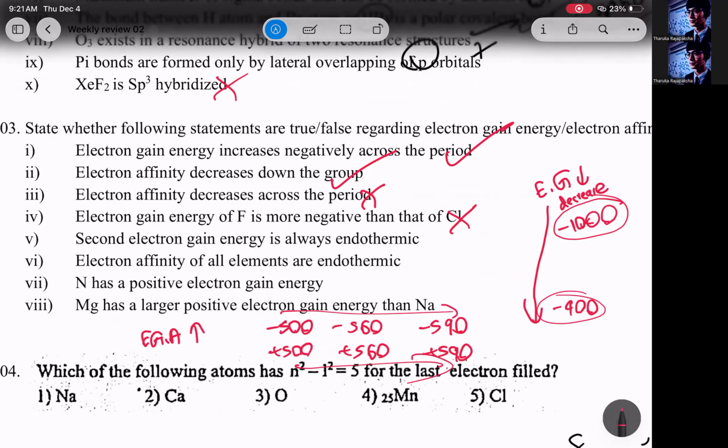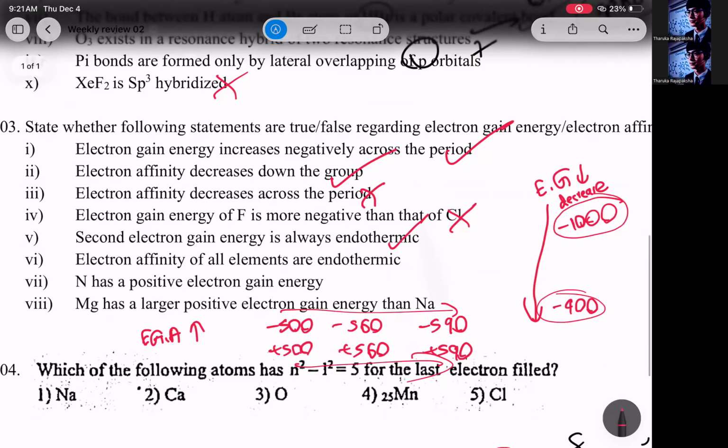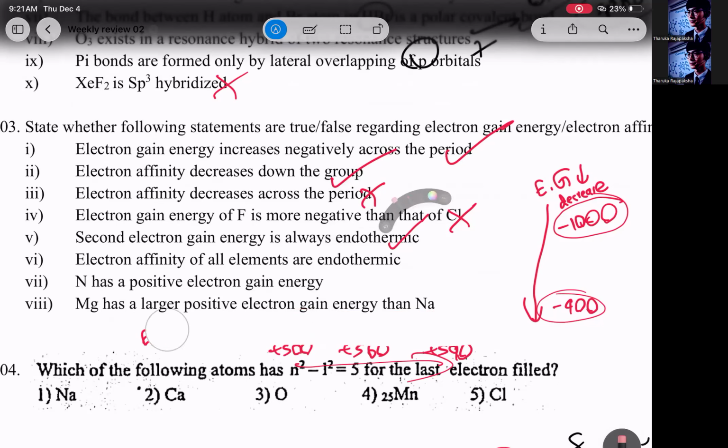Second electron gain energy is always endothermic. That is correct. Once you give one electron, giving another electron is hard. Second electron gain energy is always endothermic. That's correct. Then the sixth one: electron affinity of all elements are endothermic. That's wrong. For example, nitrogen, group 2 and group 18 in one.